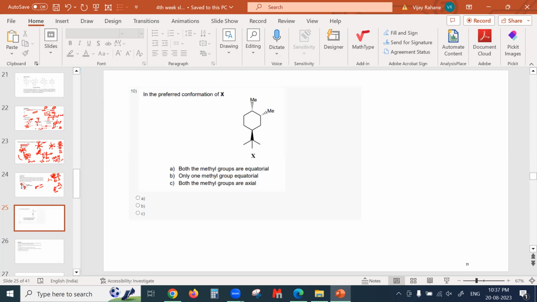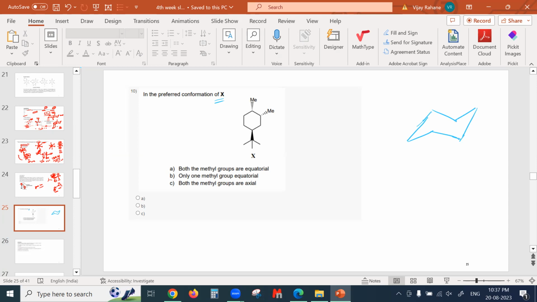So what the question is: in the preferred conformation of X, the molecule whose structure they have given, both the methyl groups are equatorial, only one methyl group is equatorial, or both methyl groups are axial. So we'll draw the structure first in the form of a chair conformation, and then we'll try to solve which option is the correct option. So if you look at the chair conformation of this molecule, I will draw a simple chair first. So let's say this is the chair conformation.